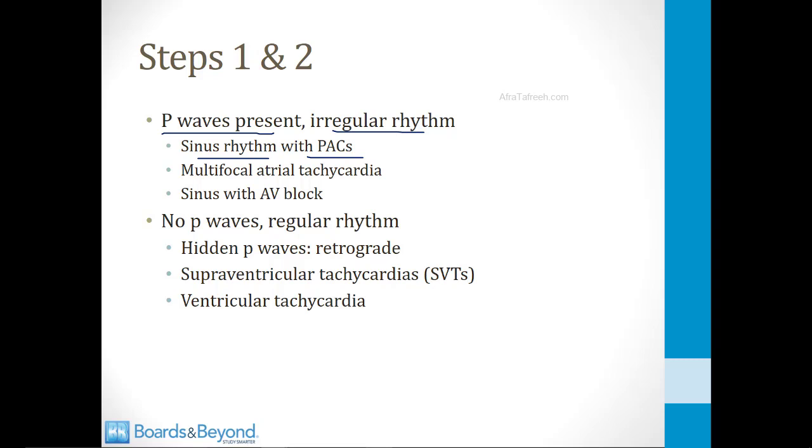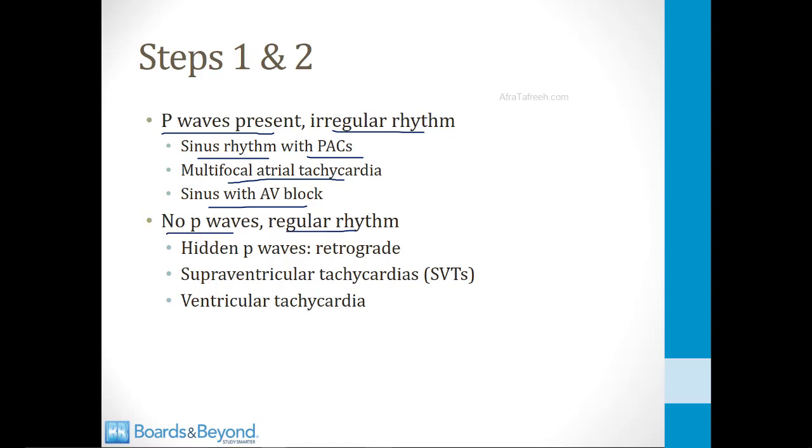There's an uncommon rhythm called multifocal atrial tachycardia. This rhythm comes from the atria, not the sinus node. It will have P waves, but the rhythm will be irregular. And then finally, sinus rhythm with various forms of AV block can have an irregular rhythm, and I talk about this in another video.